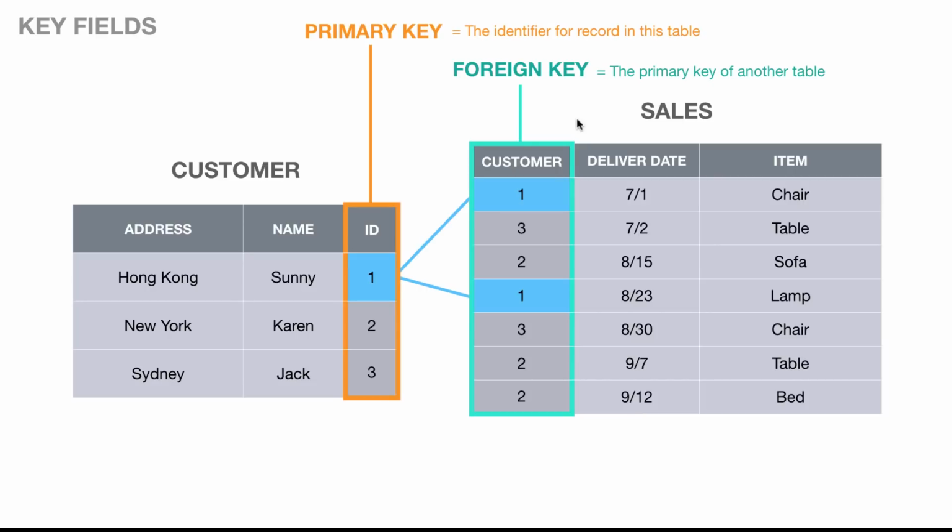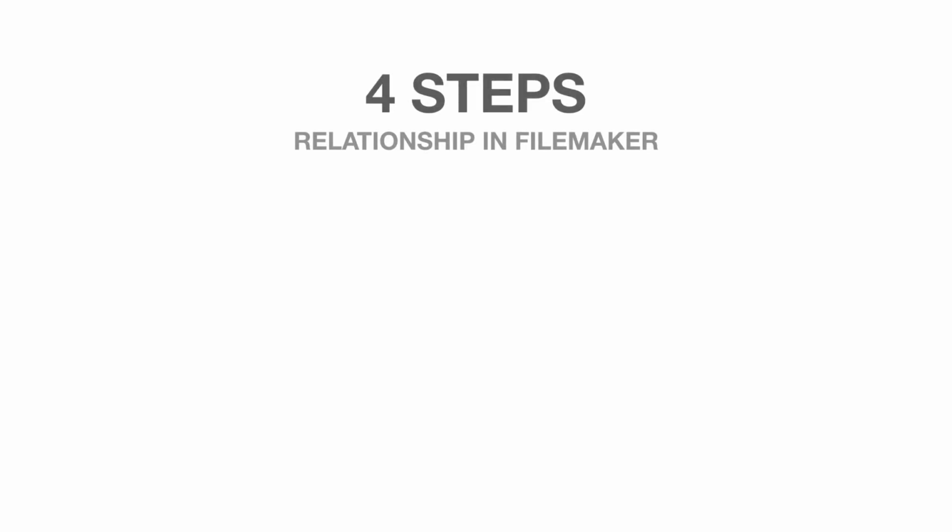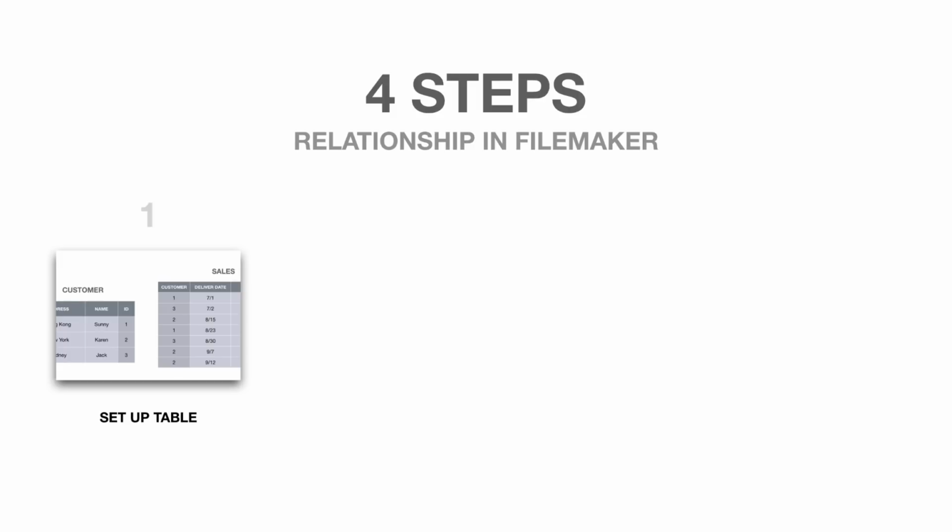The main concept with relational databases is that you want to understand this concept deeply enough that you know how to design a table that can facilitate such key fields' existence. And that's what we're going to do in the next part of this tutorial. We're going to work on the patient database and start by setting up the table. There are 4 general steps that you need to follow in order to set up a relationship in FileMaker and use it in the layout. The first step is that you have to set up the table.